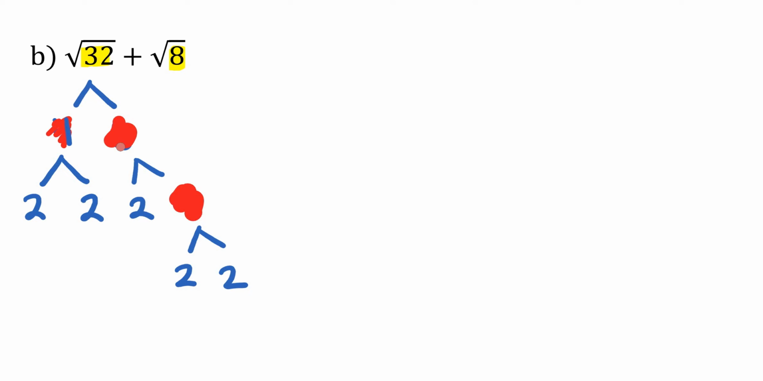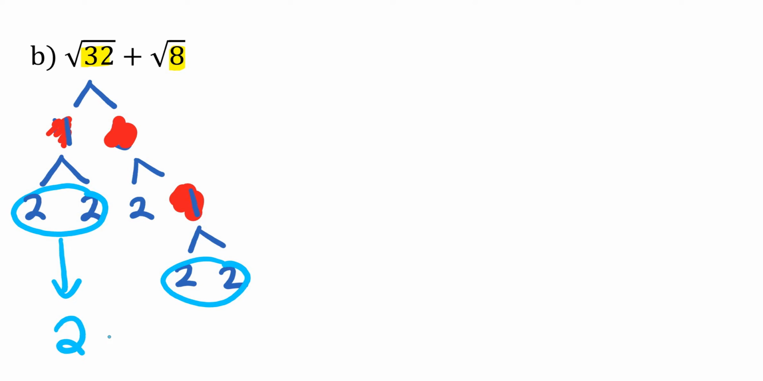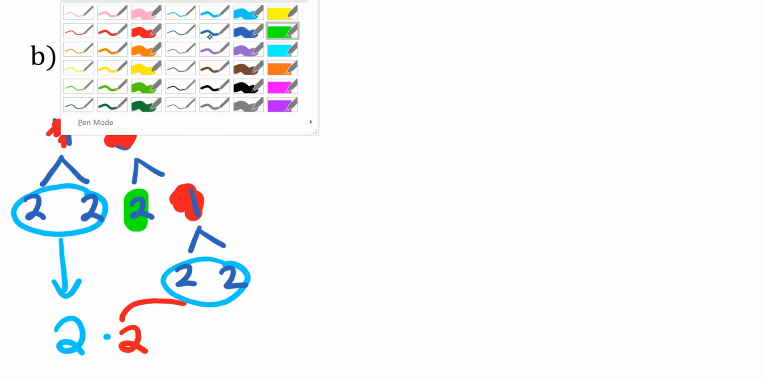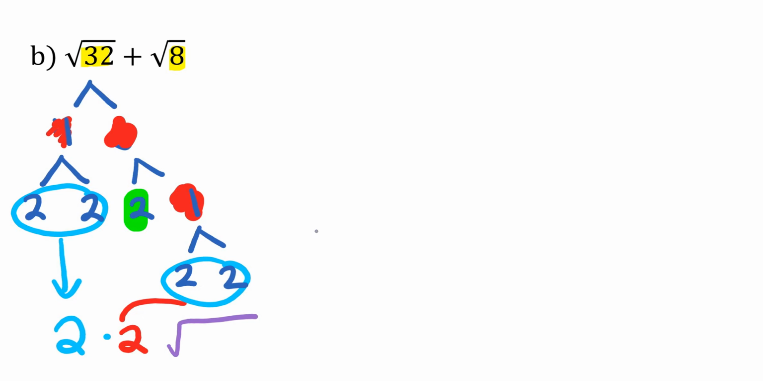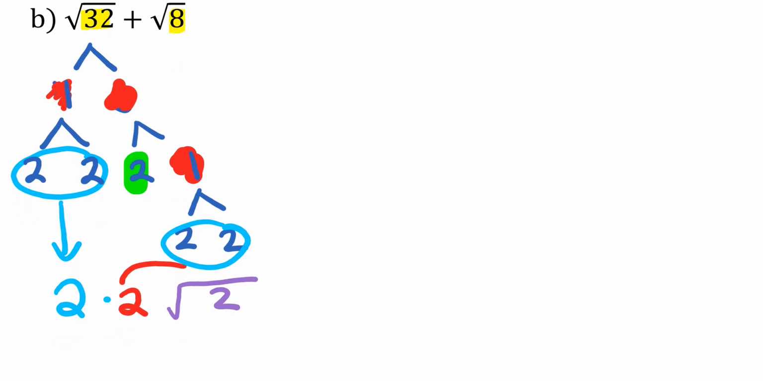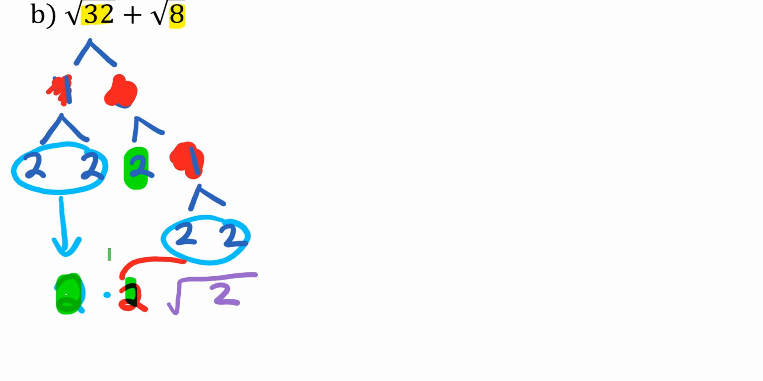Okay, now I need to look for pairs here. So here's a pair right there, and there's a pair. So when you have a pair, the pairs go on the outside of the radical. And then you'll notice that I have one more number that's remaining, so that number will be on the inside now, so root 2 would go down there. And then in order to finish this off, I know that 2 times 2 is going to be 4, so I have 4 root 2.